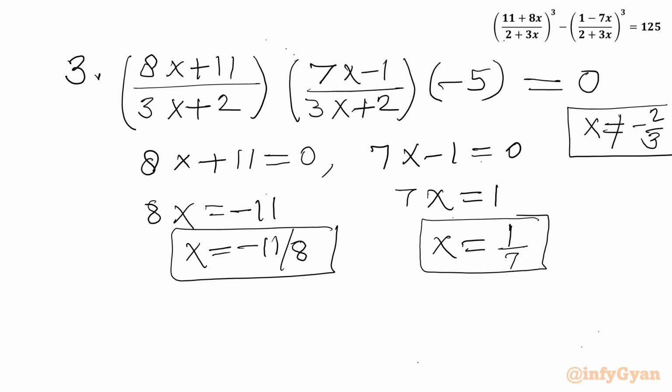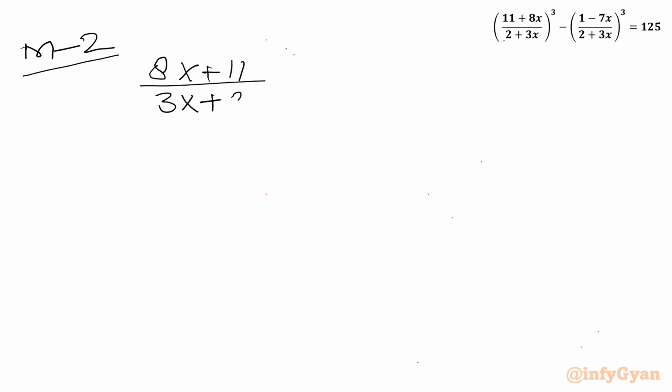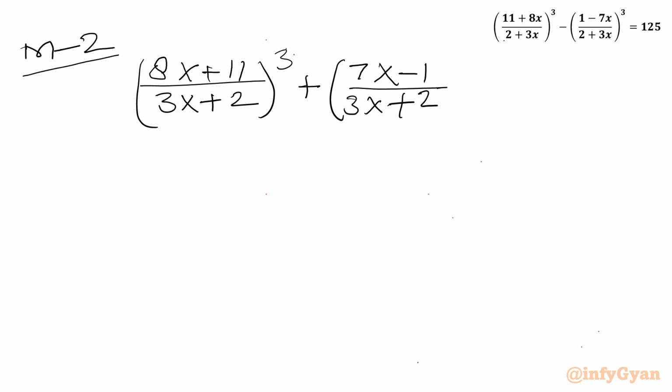Now method number 2. Let me write here method 2. And in this method I will use again substitution. Let me write the equation once: ((8x + 11)/(3x + 2)) whole cube plus ((7x - 1)/(3x + 2)) whole cube equal to 125, which is 5 cube.